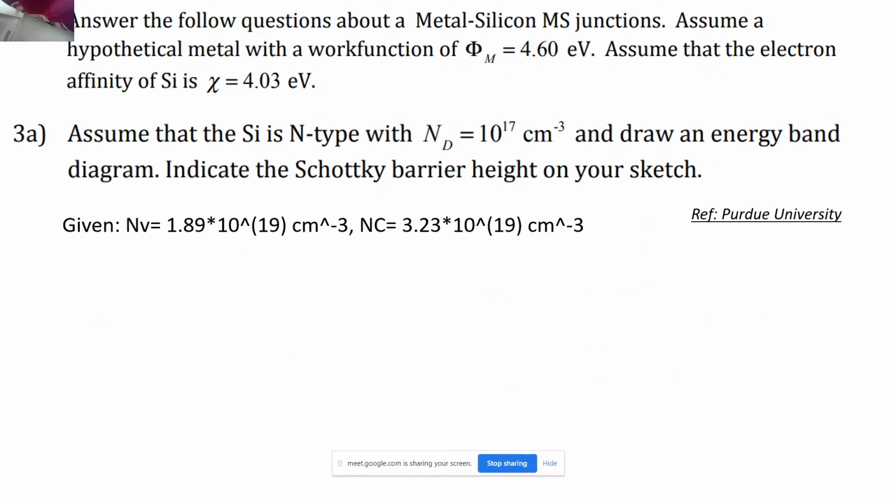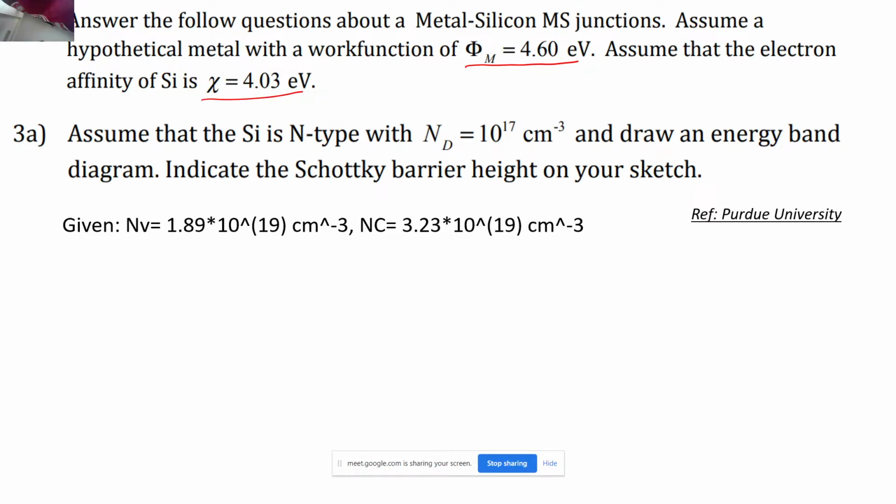Now coming to the next question. What they have asked us in the next question is to answer the following questions about the metal silicon junction. Again the Schottky barrier has been given. So assume a hypothetical metal work function has been given to me, and assume that the electron affinity has also been given to me, right?